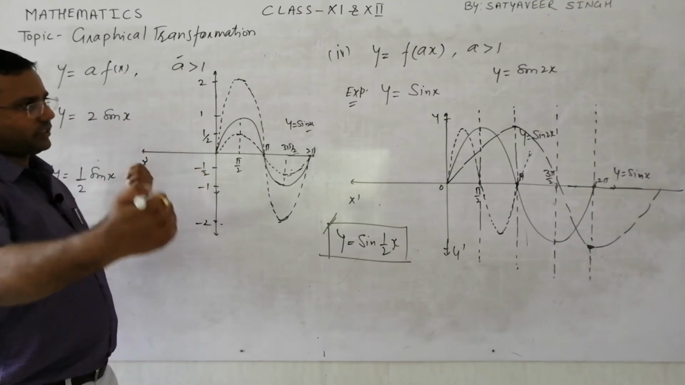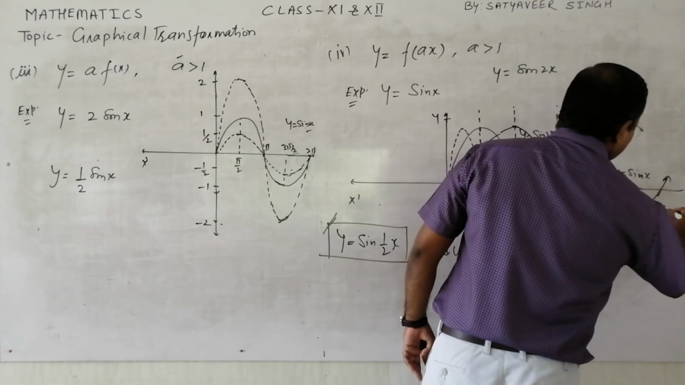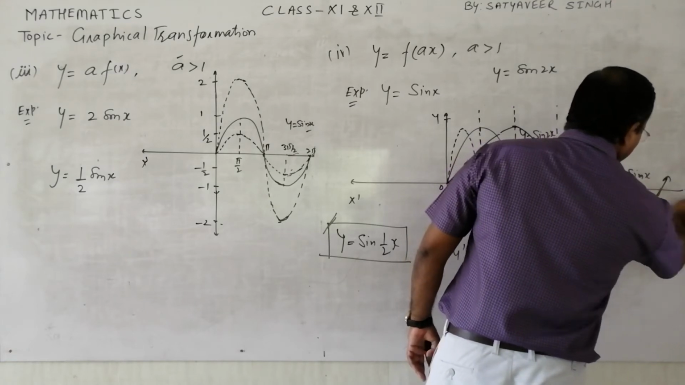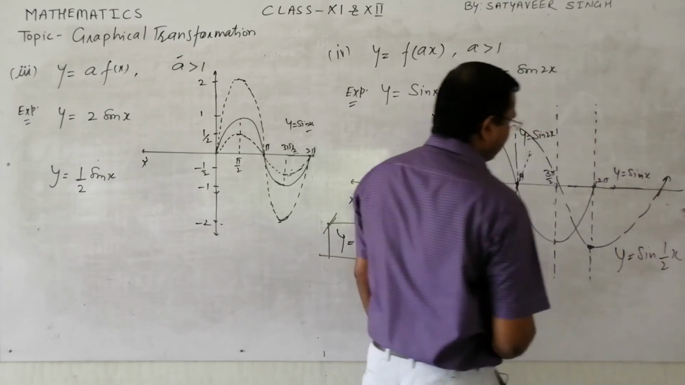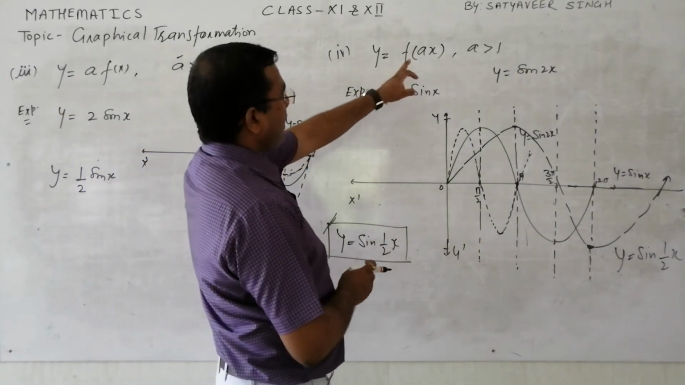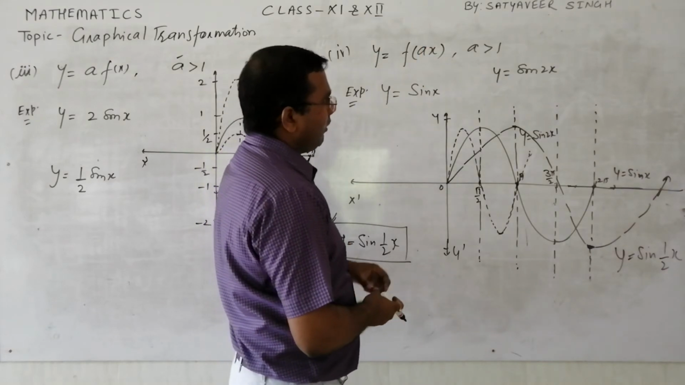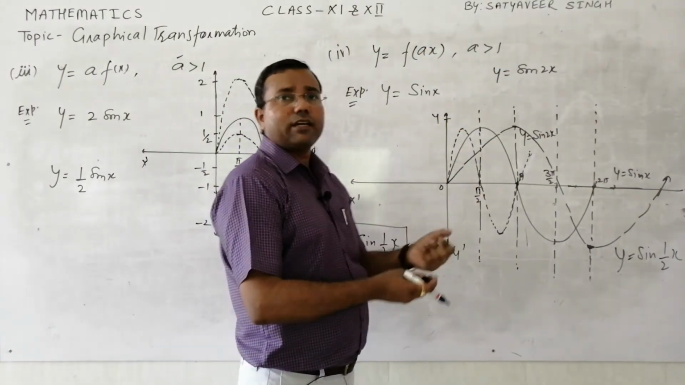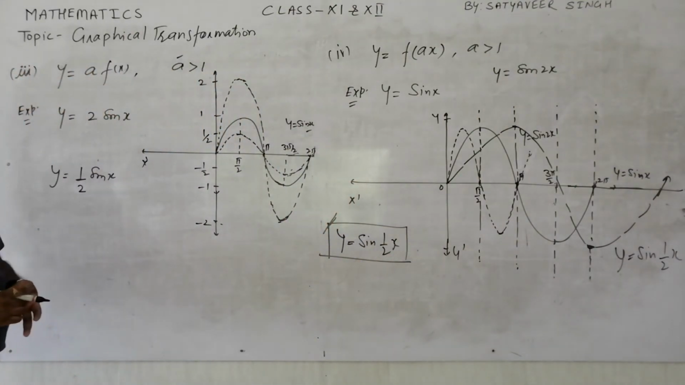I have stretched the graph along the x-axis, and this is the graph of y is equal to sin 1 upon 2x. So these are the changes that take place when you multiply x by a number greater than 1. I have taken the example of sin 2x, but the same thing is possible with cos x also, and so on. So wherever it is useful, you can utilize this. Now the next one I am telling you.